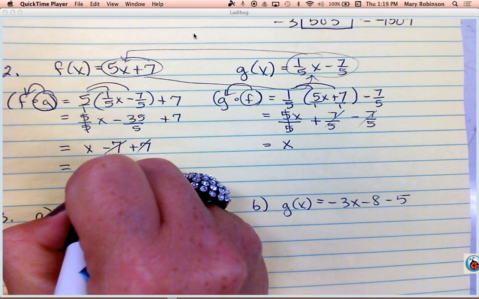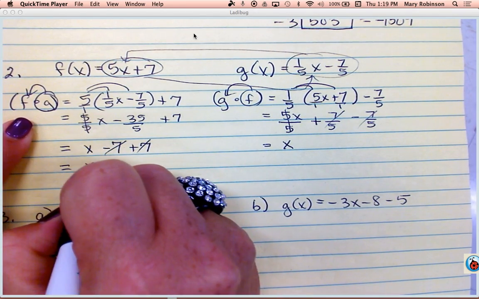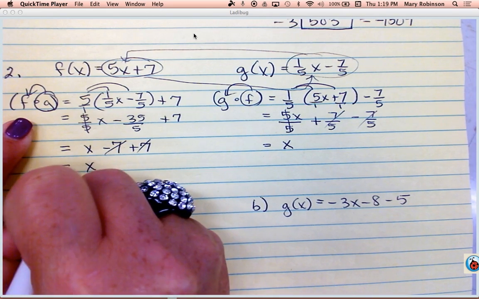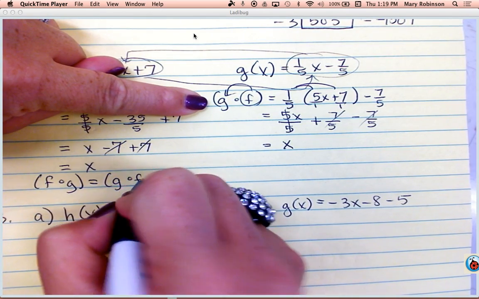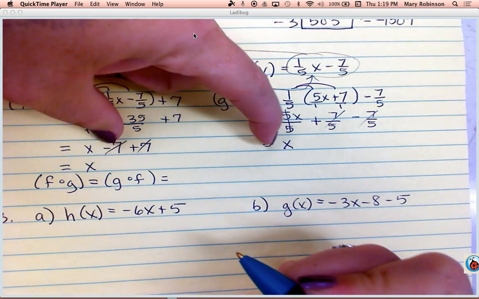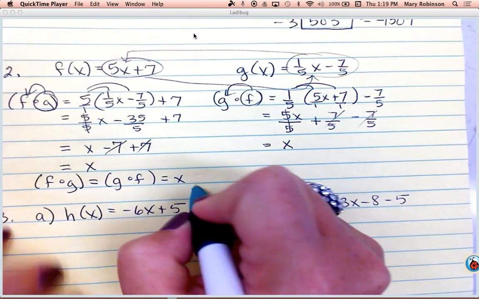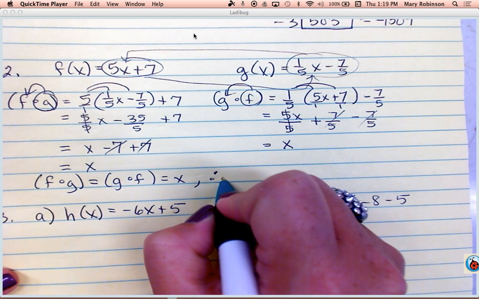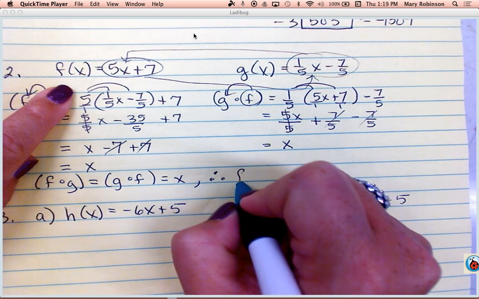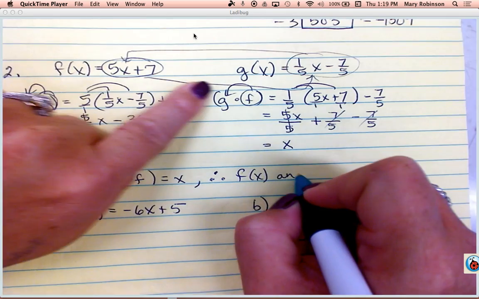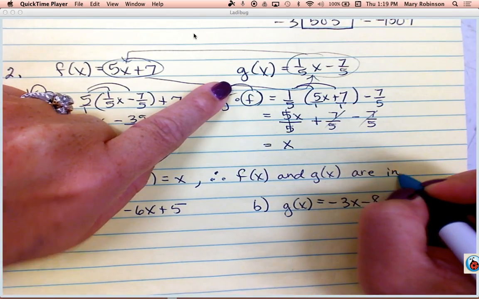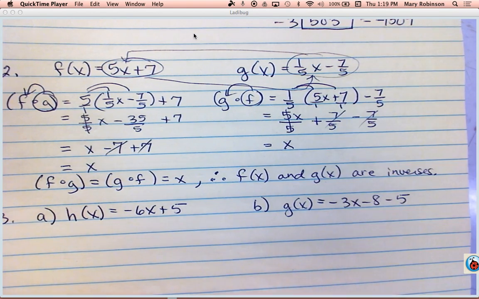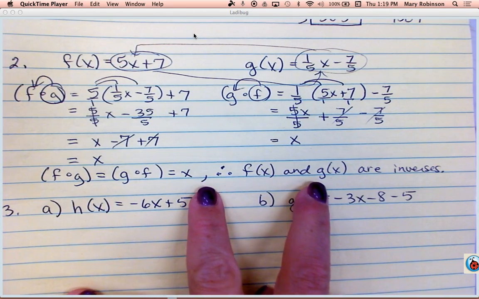So we write down that f composed with g is equal to g composed with f, which equals x. We got x for both of them, comma. Therefore, we know that f of x and g of x are inverses. So this statement is required.